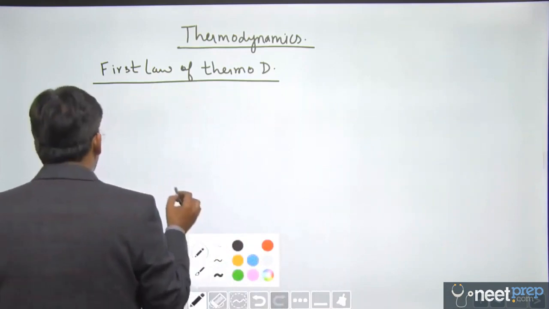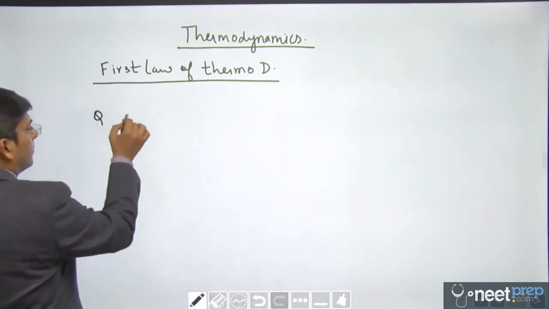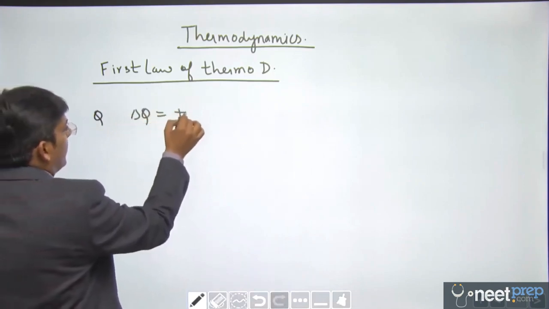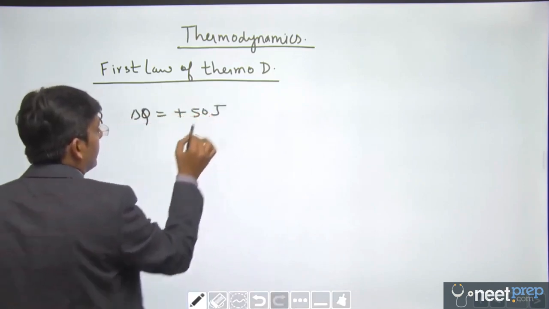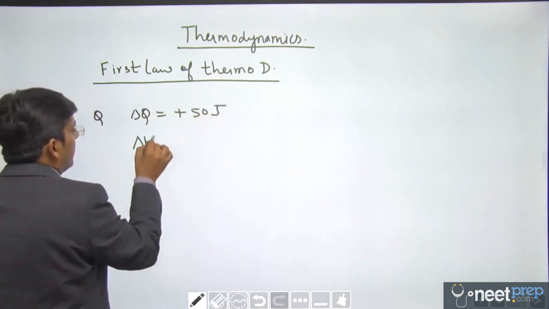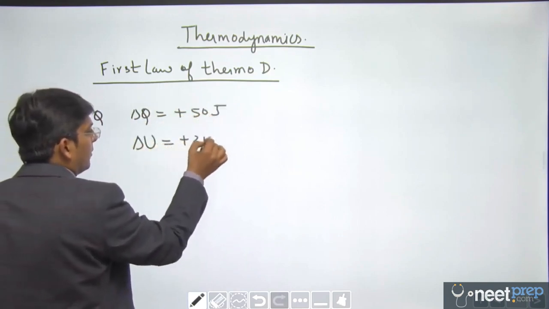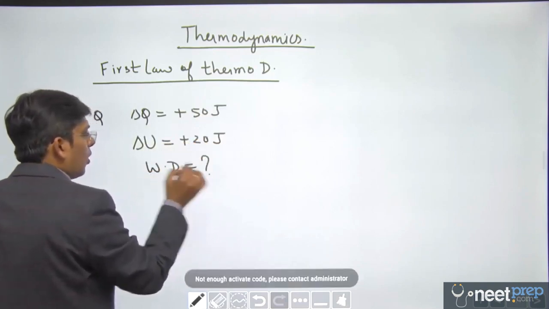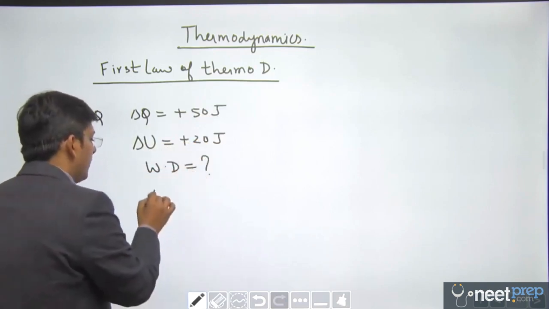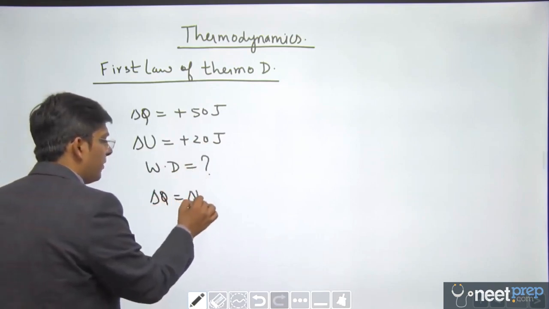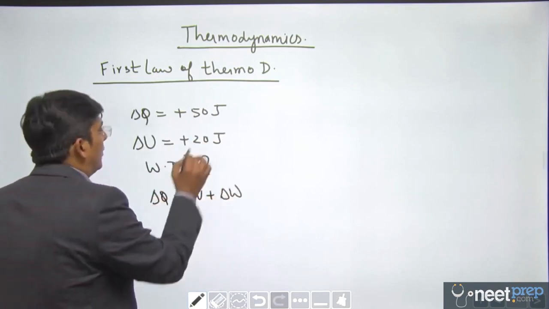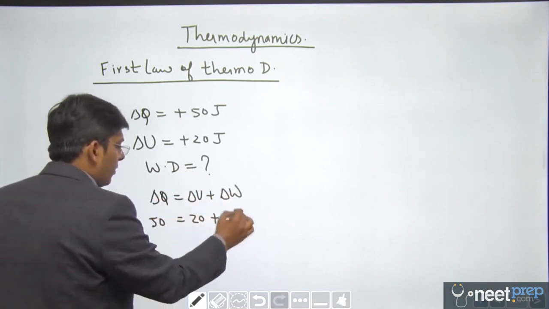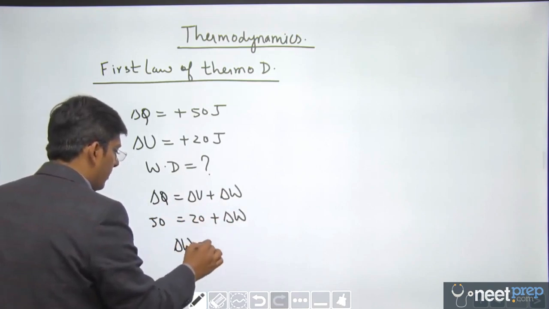Let us do a simple question, right? Heat supplied to the system is 50 joules. The change in internal energy is plus 20 joules, and you are asked to calculate the work done, whether it is done by the system or on the system. See, dQ is equal to dU plus dW, right? So this is 50 joules, this is 20 joules plus work done. So work done is 30 joules, right?